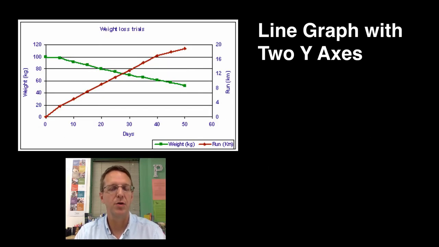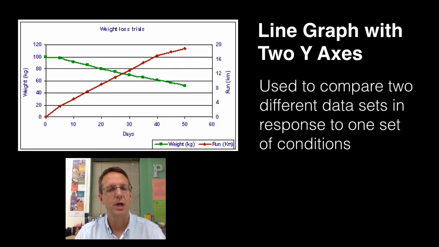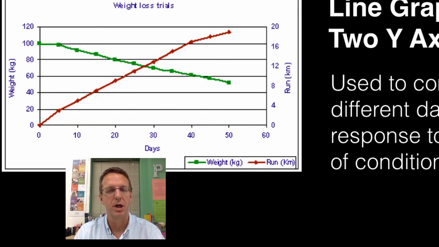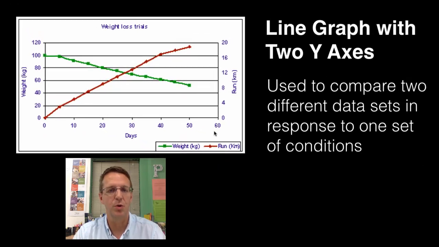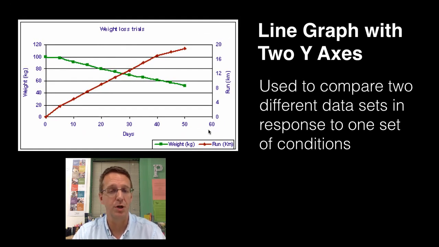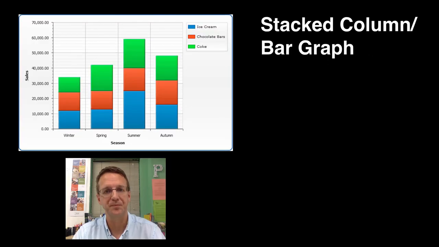In the case of a line graph with two y-axes, you would use this when you're trying to take two different dependent variables that you've measured in response to a single independent variable, and plot them on the same graph. So you've got two different y-axes. So in this case, you've got the weight of a person as well as how far they've run over a number of days. And so that can be also useful for comparative purposes.